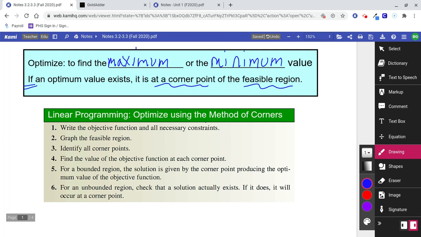Okay, so the method of corners is what we're calling it just because we need to find the corners of that region. And basically what we're going to do is plug them in. So write the objective function and all the necessary constraints. That's just the problem. Graph the feasible region. That means graph the lines and shade it. Identify the corner points. And then number 4 is the big one. Find the value of the objective function at each corner point. That basically just means plug in. Plug in the corners.